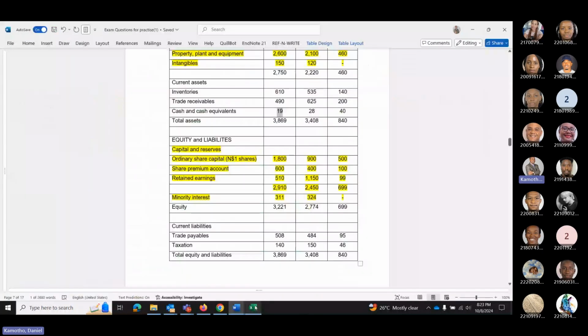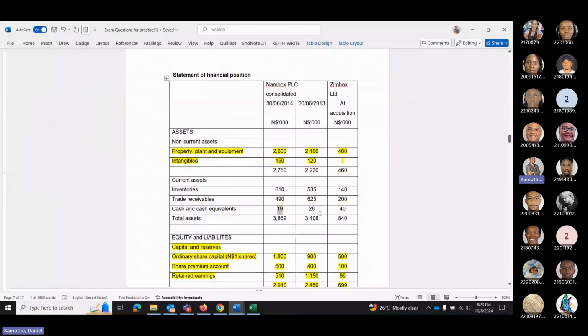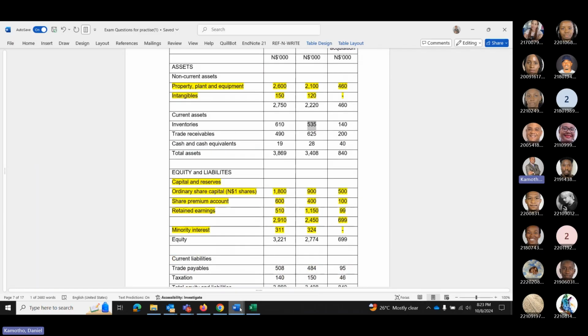I want to look at the financial statement. Trade receivable, we had the opening balance of 625. The payable's closing balance is 490. And we had another figure of 200 from the subsidiary at the date of acquisition. So it is 200 plus 600. That's like 800, looks fine. Inventory, 140 plus this is about 680, a little bit more, which is fine. Looks okay there.